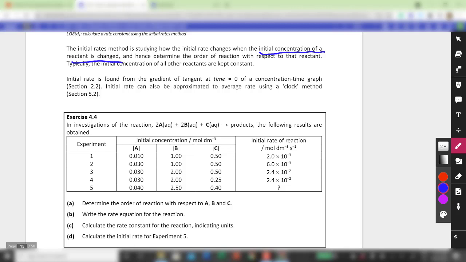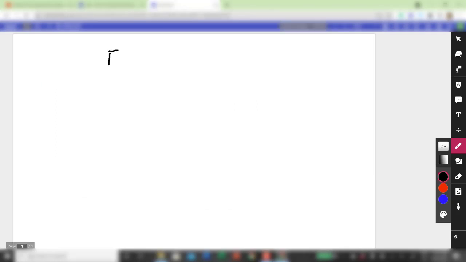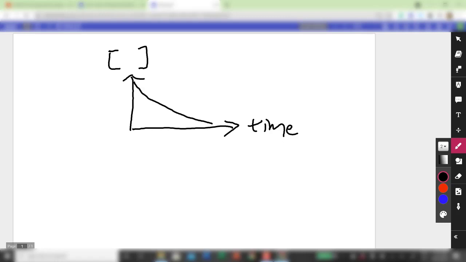The first method is you obtain it from a concentration time graph. So how do you actually obtain it from a concentration time graph? If I measure the concentration of the reactant over time, and I perform the experiment over a period of time, I get a graph that looks something like this. Then I will draw the tangent at time equals 0. So that will look something like that. This is what we call the initial rate.